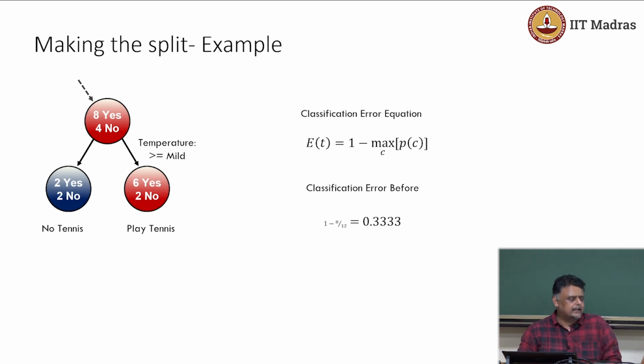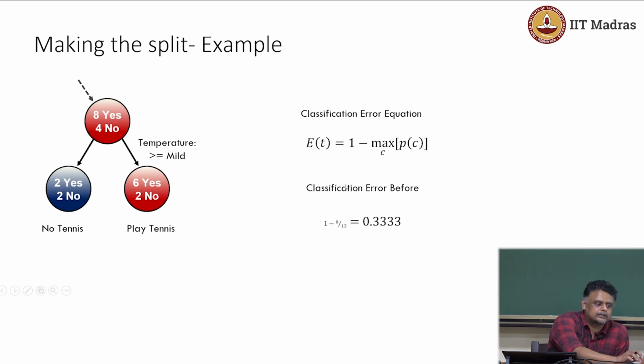So the classification error equation is 1 over... I have to actually do this myself because I haven't done this in a while. Okay. You have to forgive me. So let's look at the times I say yes, I will play tennis. The classification error in this case is 1 minus 8 over 12.